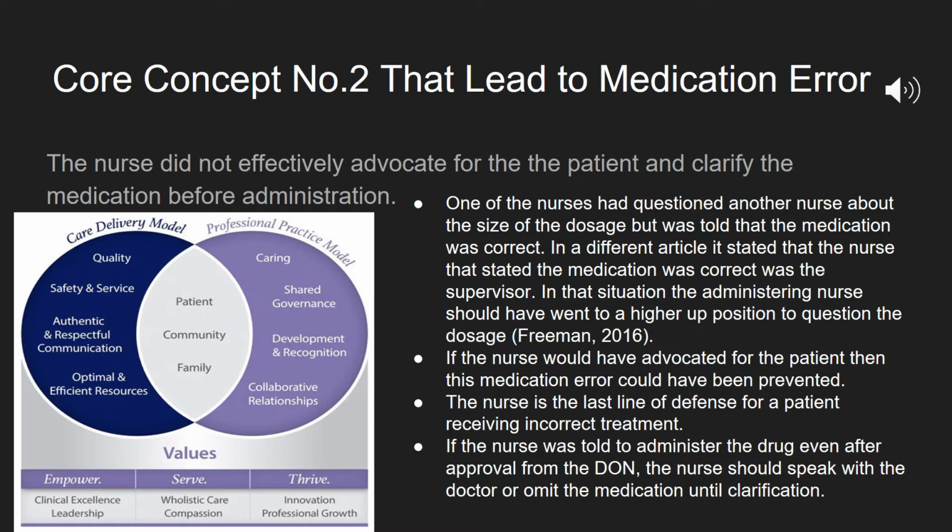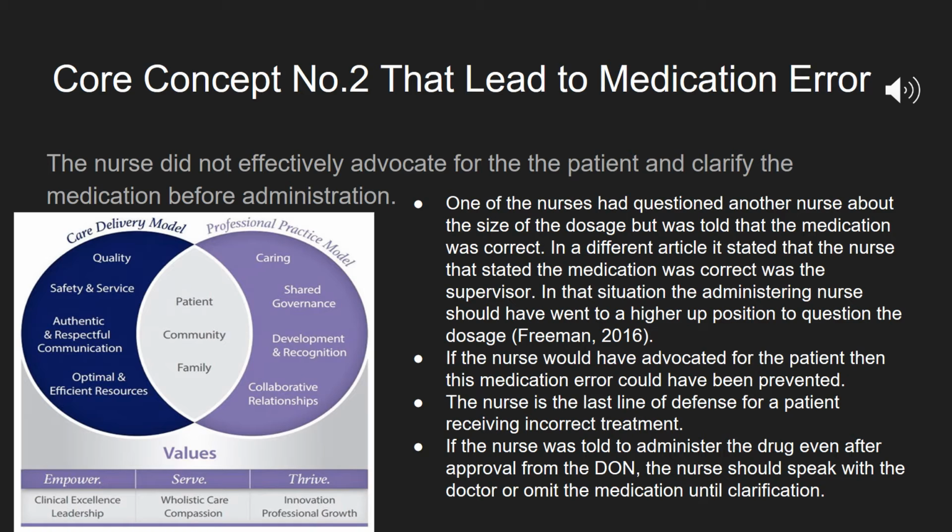So the second core concept that led to this med error was that the nurse didn't effectively advocate for the patient and clarify that the medication was safe to give. The medication was 10 times the amount that was intended to give to the patient. Even though the nurse did question the medication, she still administered it. She still administered the drug instead of seeking more approval from a higher nurse.